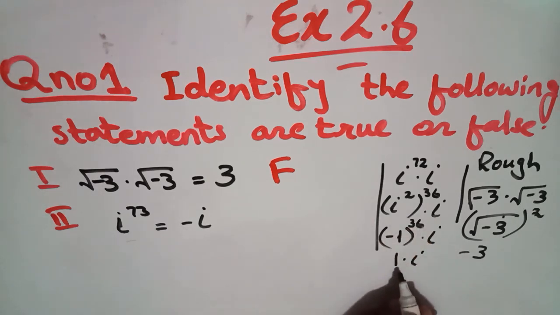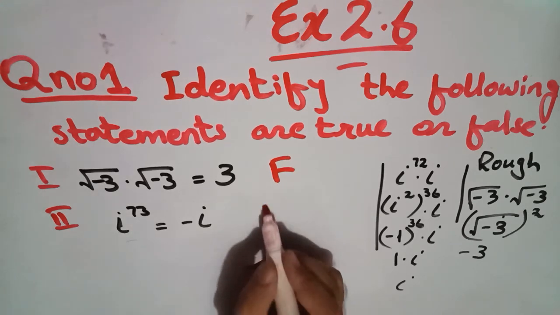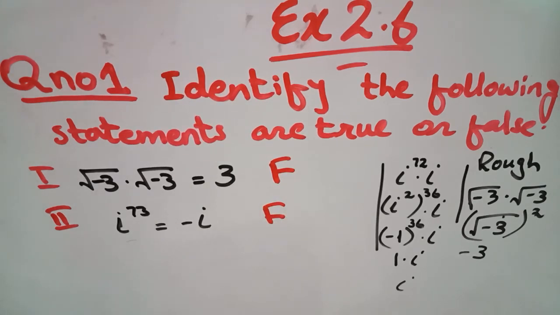So 1 multiplied by iota, we will get iota, which is not equal to minus iota. So it is a false statement. You can write here false. Okay, it is a false statement. You can write here false.